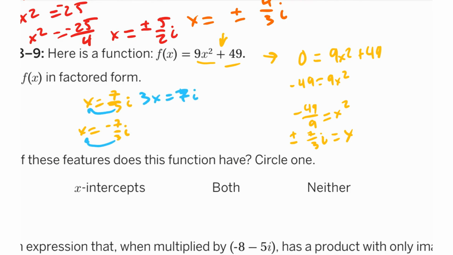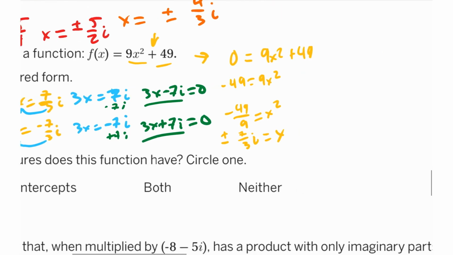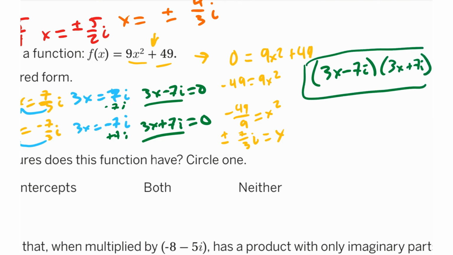7i, 3x equals negative 7i. And then moving the 7i over. So in this case, subtracting, and this one adding. So I get 3x minus 7i and 3x plus 7i. So that's a way to get the two factors here, 3x minus 7i times 3x plus 7i. I'm not sure if we should have gone over a different way of going through this, but that is one way definitely to get the two factors.